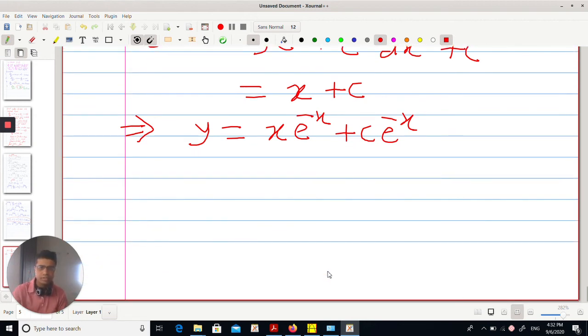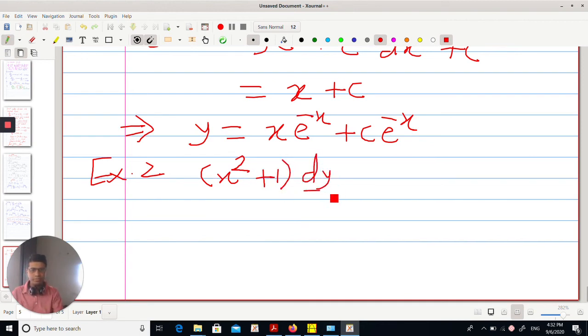Let us see the next example. Example is x square plus 1 into dy by dx plus 2xy equal to 4x square. We can observe that the dependent variable y and its derivative are in first degree, so this is a linear differential equation. We need to rearrange the terms.